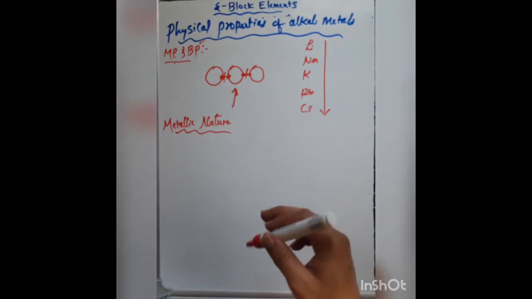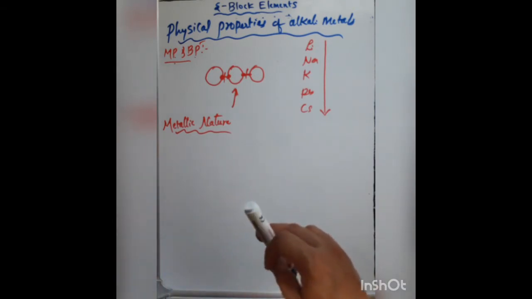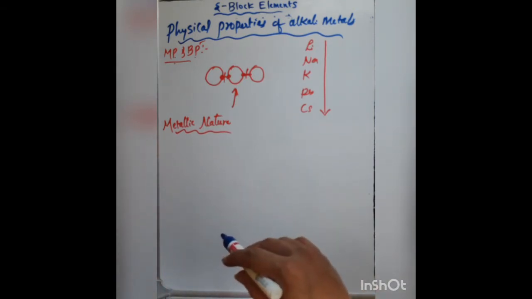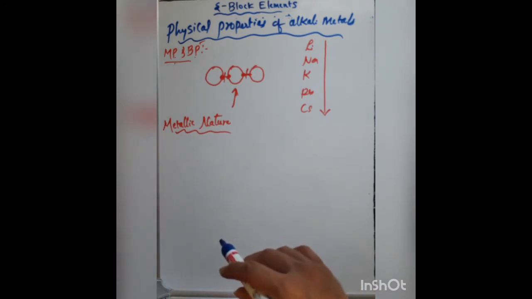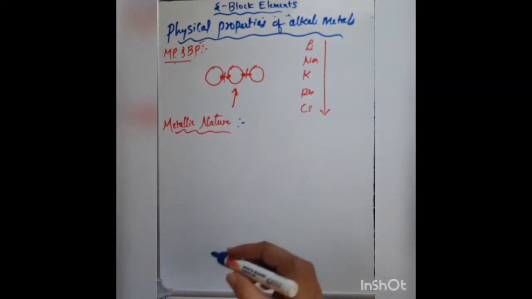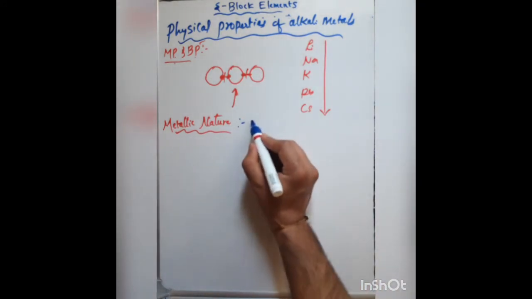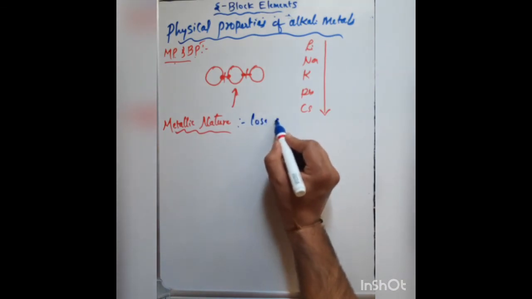So as I have already discussed, all the s-block elements have metallic nature. That means they are good conductors of heat and electricity. They are malleable and ductile. The most important point is that they lose electrons easily.